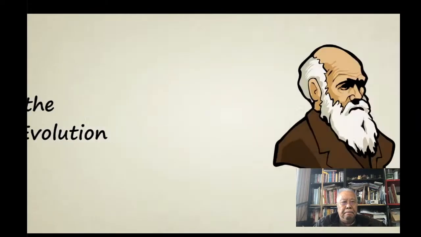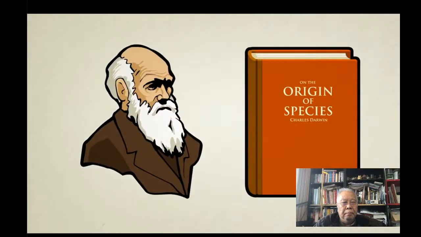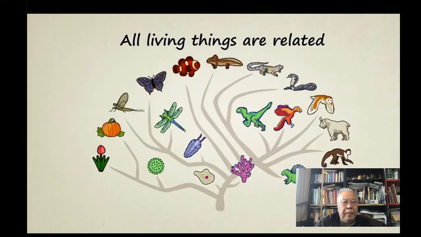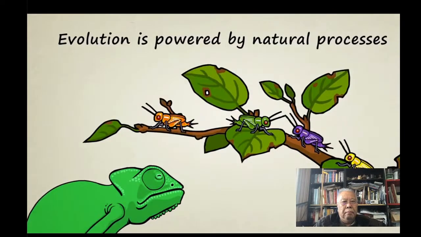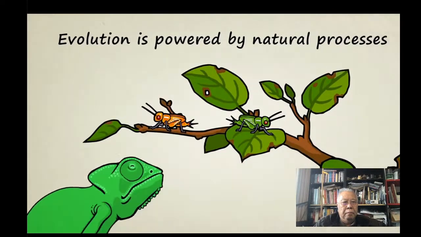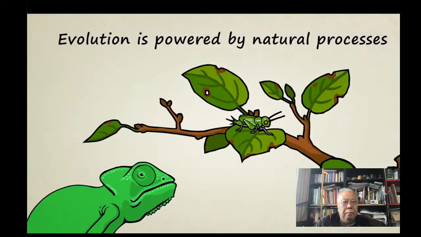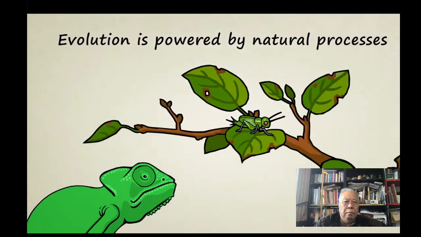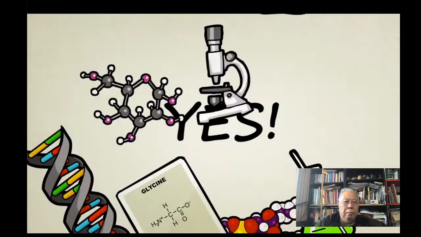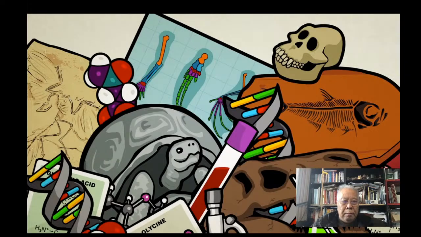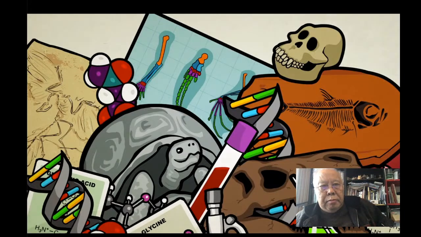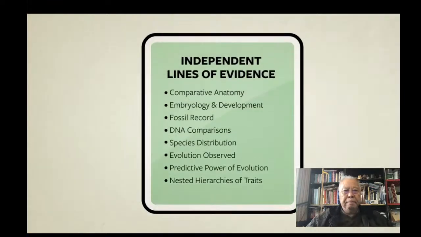The theory of biological evolution makes two very bold claims about living creatures. First, all living things on Earth are related. They evolved from a common ancestor. Second, the evolution of living things is powered by natural processes, things which can be studied and understood. But is there really any evidence that these two claims are true? Yes. There are so many observable facts from so many different fields of study that the only way we can even begin to talk about them is to group them into categories or lines of evidence.